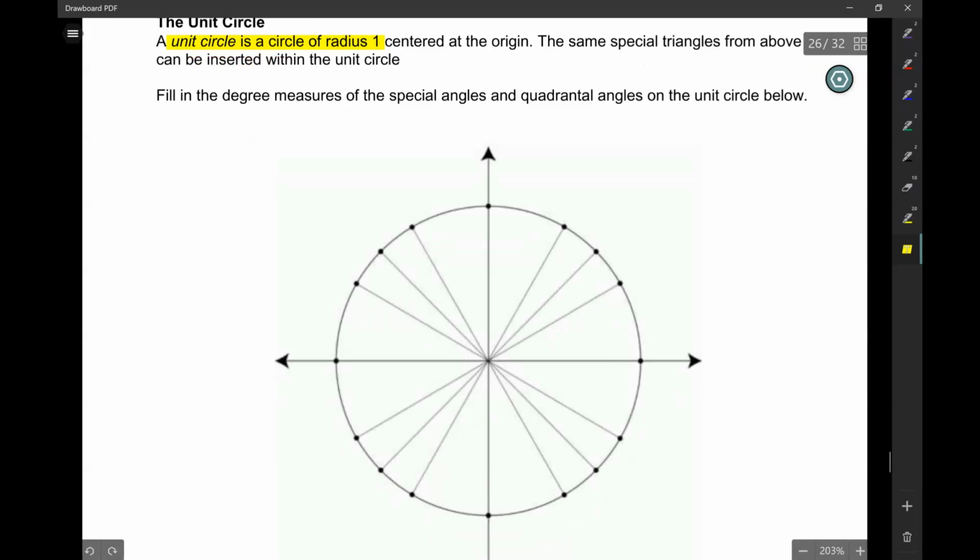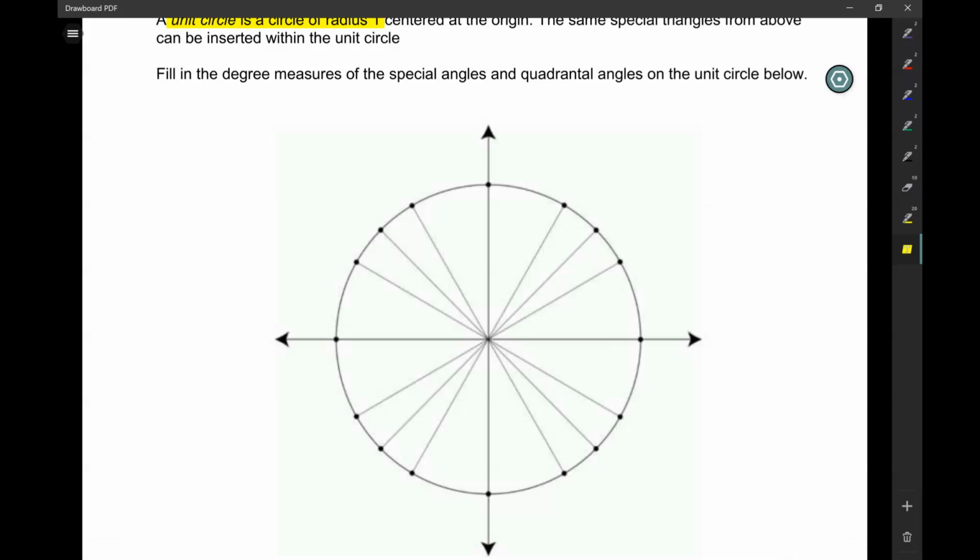Okay, now we can label this with the special angles as we've always talked about. So first, let's do the degrees. Look, this first line is 30 degrees away from the origin.